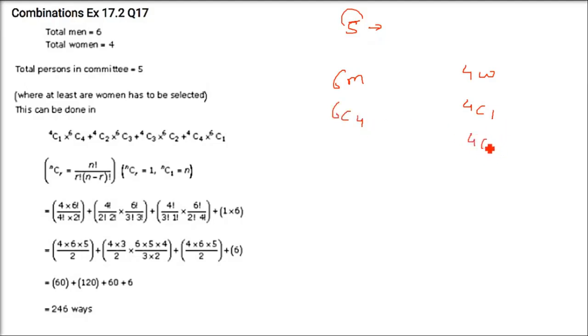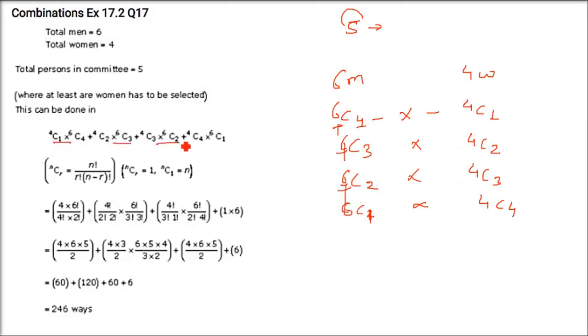Now you have 4C2, 2 women. So now you have 3 men. 4 plus 1 should be 5, and 3 plus 2 has to be 5. Now you have 3 women, so men will be 6C2. Now 4C4, all women can be there, so 6C1. Now the principle of multiplication and addition will apply here. Multiply these two, then add with these two. Multiply these two, multiply these two, and add all of these. This is the answer: 246 will come.